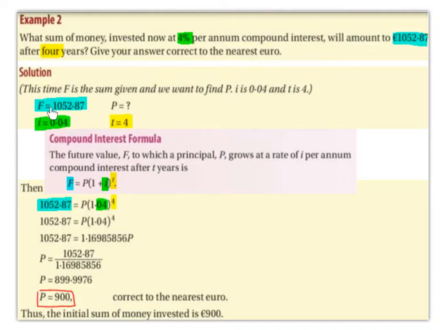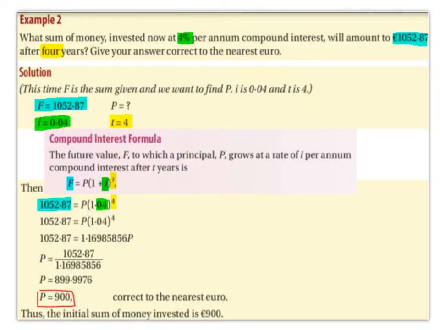So F is equal to €1,052.87. I is 0.04, T is 4, and P we do not know. We're trying to find out the principal amount. So we use our compound interest formula. We swap the F for 1052.87. That's equal to P times (1 plus I, which is 0.04). So 1 plus 0.04 is 1.04. And then we swap the T for 4 years.